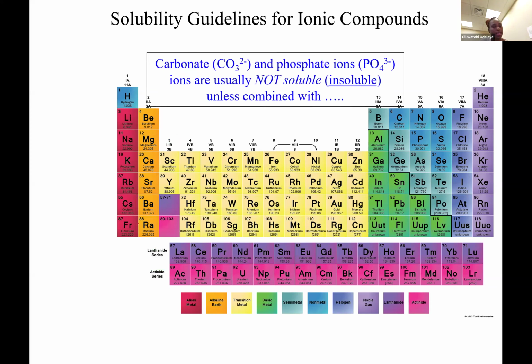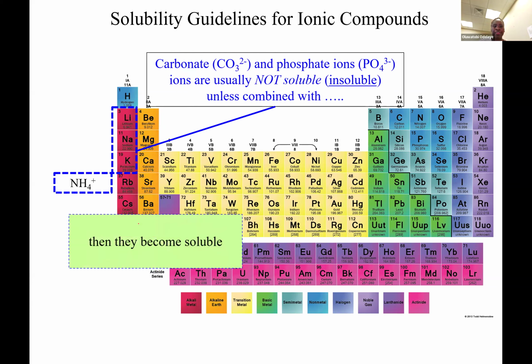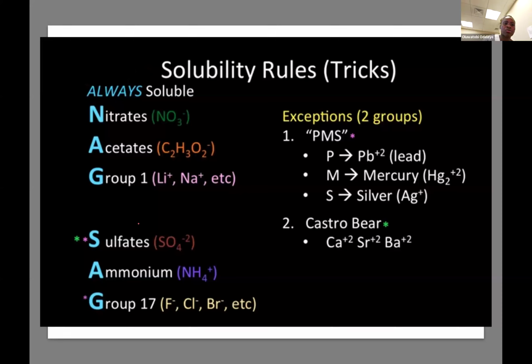Carbonate, phosphate, are going to be insoluble unless they combine with group 1 and ammonium. Then they become soluble. All right, I'll go over this in class as well, but NAG-SAG hopefully is going to help you remember these things.